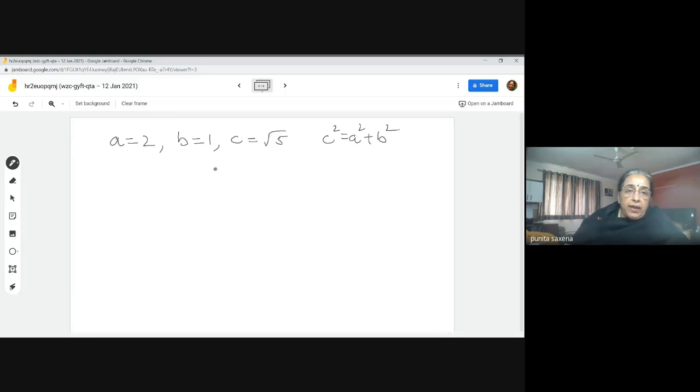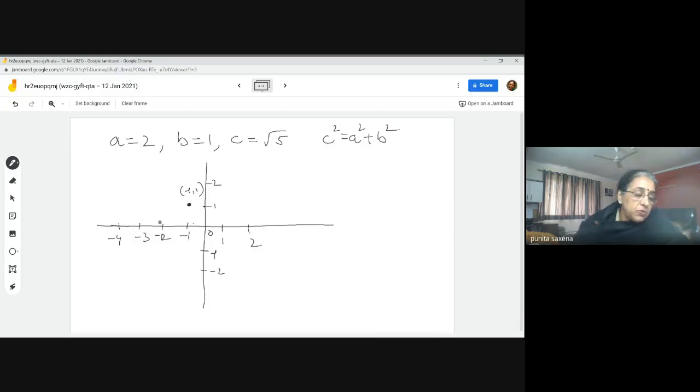So if you just see your coordinate axes now, you have -1 here, -2, -3, I'll have -4 here also, and again +1, +2. I don't need many points here. Now see, -1, +1. This is the point with coordinates -1, +1. Now this becomes the center, right? Now, how do you complete a box?